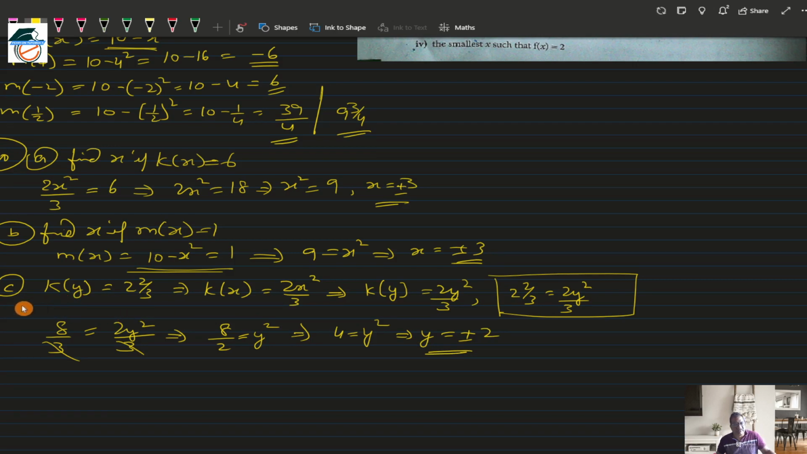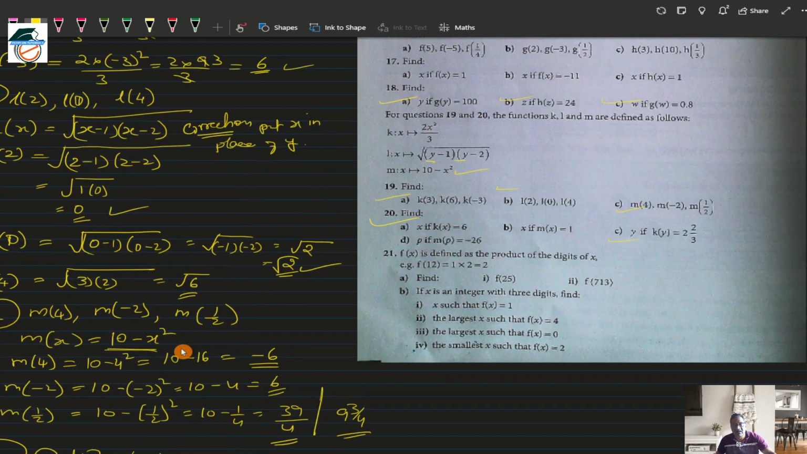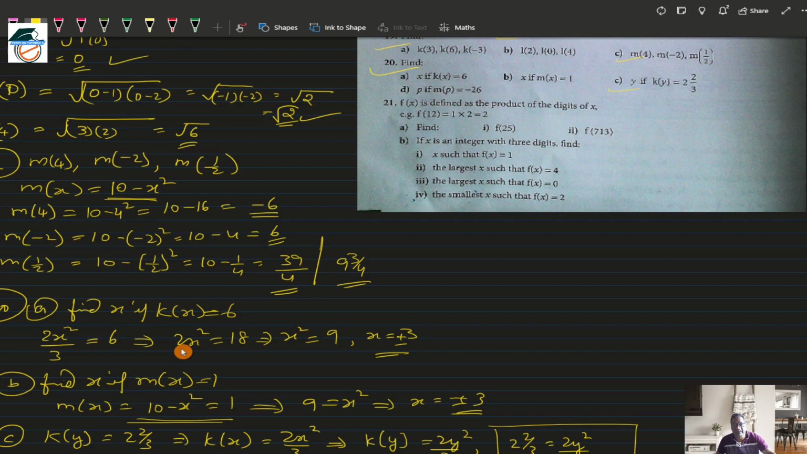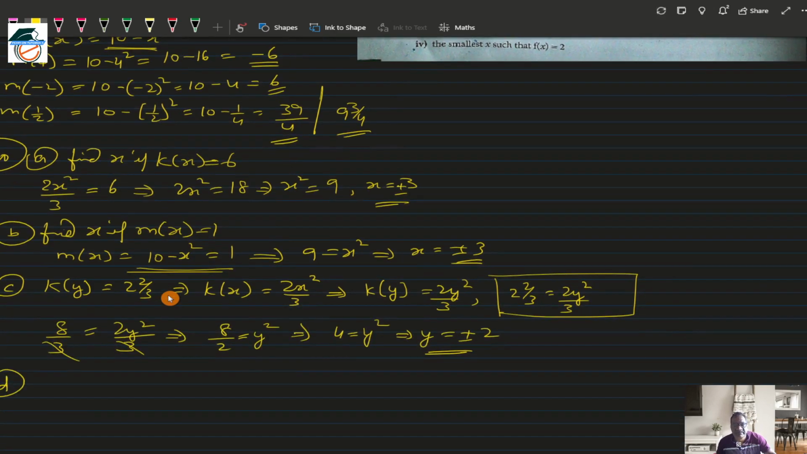So you need to find out y. So C is also done. Now D part of the question is: find P if M of P is equal to minus 26, right? To find P, if M of P is equal to minus 26.